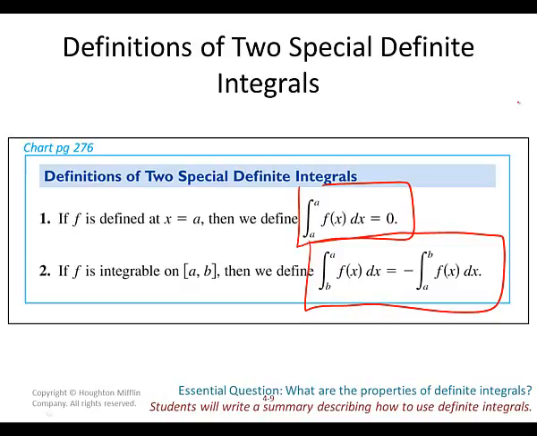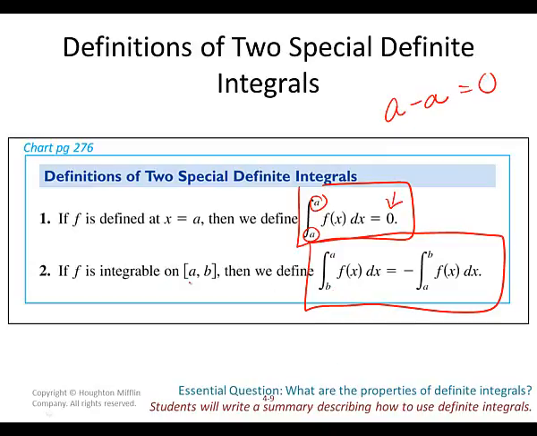Okay, so this first property is saying that if my upper and my lower limit are the exact same number, what does it integrate to? 0. Think about that. If I took A and I subtracted A, what would I get? 0. So it makes sense, right?